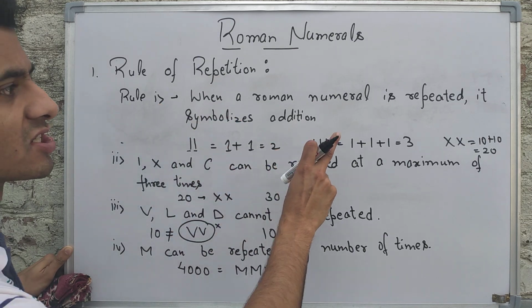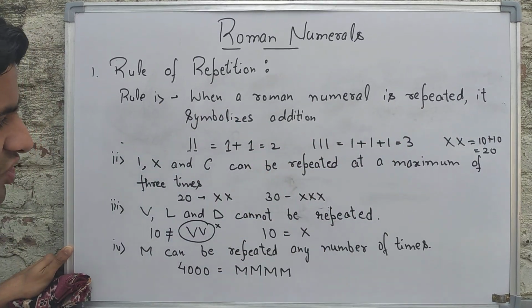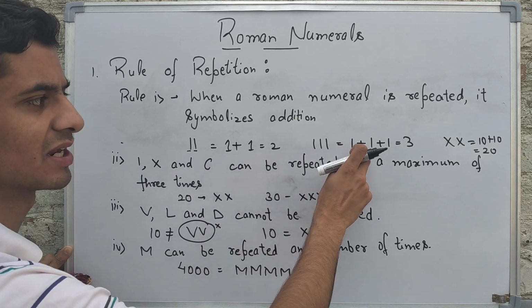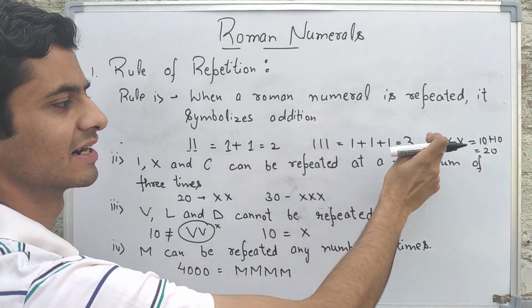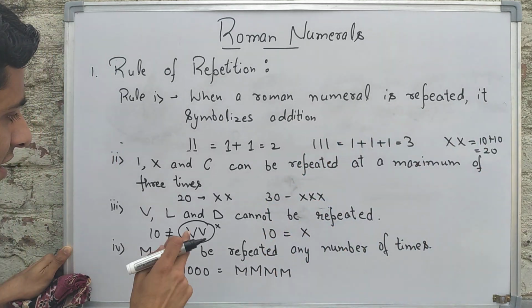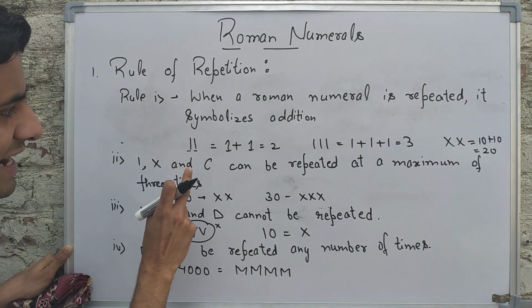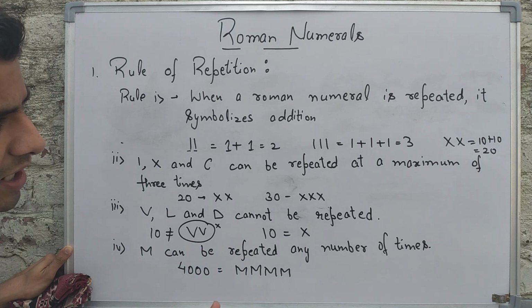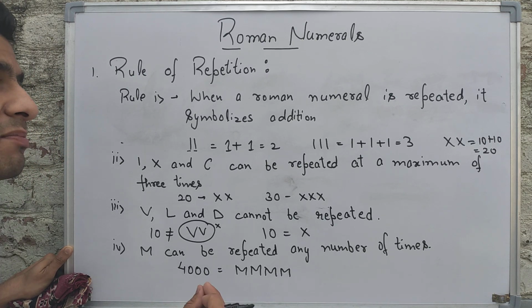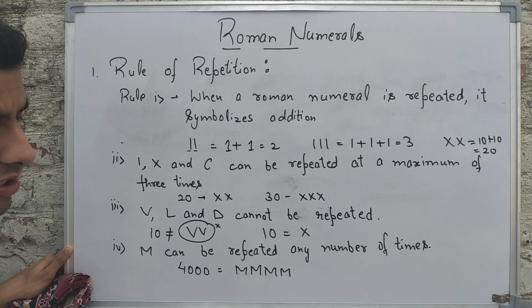When a Roman numeral is repeated, it symbolizes addition. Here I am repeating it 2 times, 1 plus 1. 3 times, 1 plus 1 plus 1, means all these are added. 2 times X and X, 10 plus 10 gives you 20. Similarly, for I, X and C, we have understood that if you repeat it, it means addition. So can we repeat it any number of times? Or which symbols can be repeated? This we have to think about.